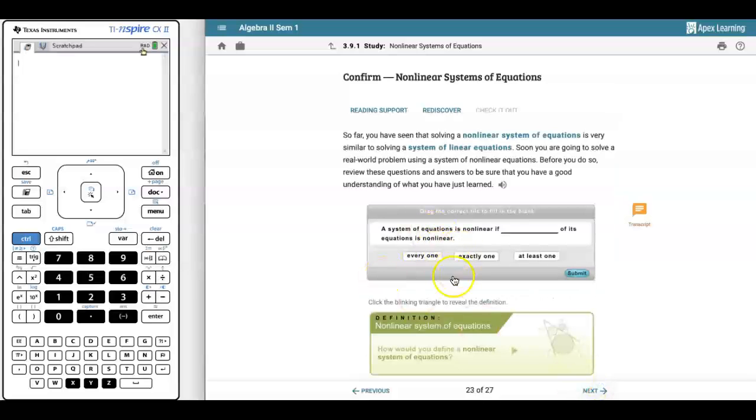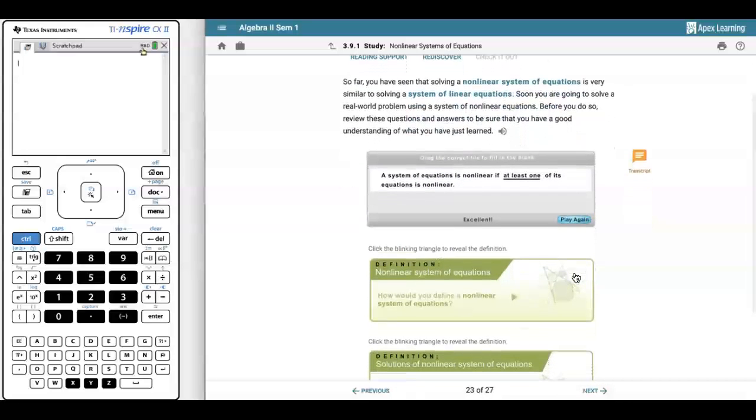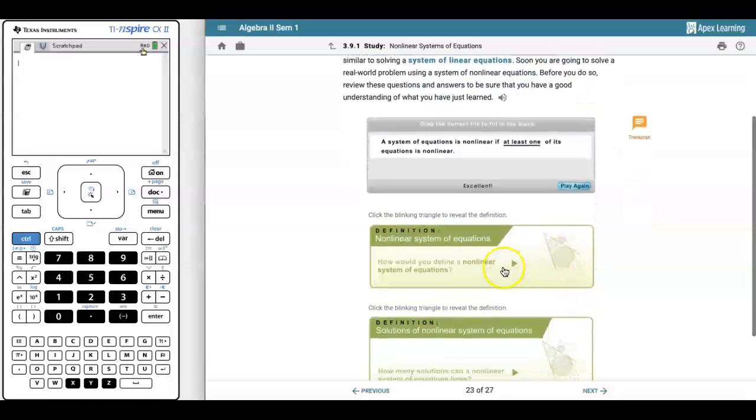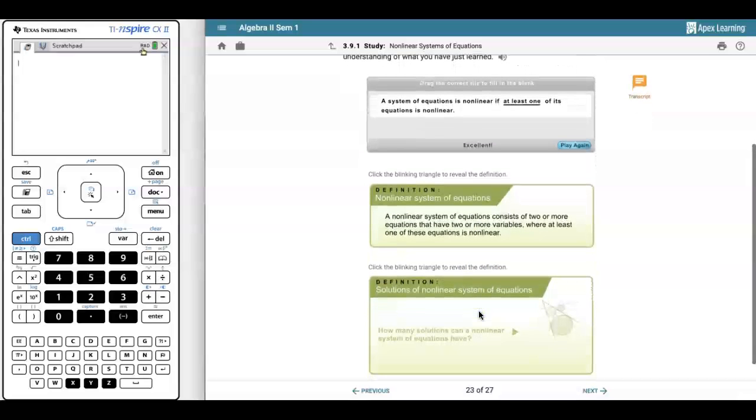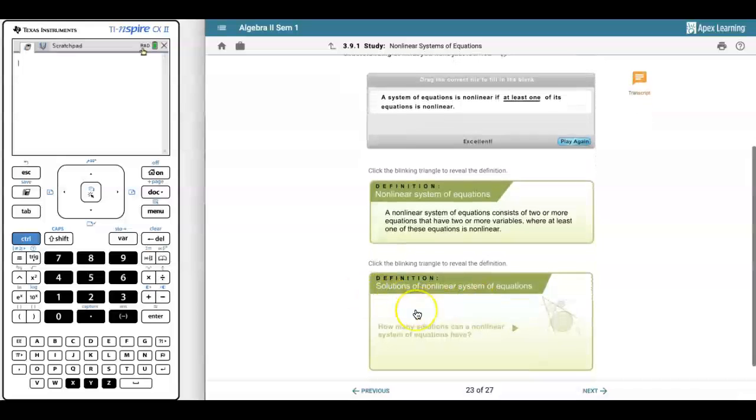A system of equations is nonlinear if at least one of its equations is nonlinear. So the next question is, how would you define a nonlinear system of equations? It consists of two or more equations that have two or more variables. We've got two equations, two unknowns, and at least one of these has to be nonlinear in order to be considered a nonlinear system of equations. Otherwise, it would just be a system of equations.